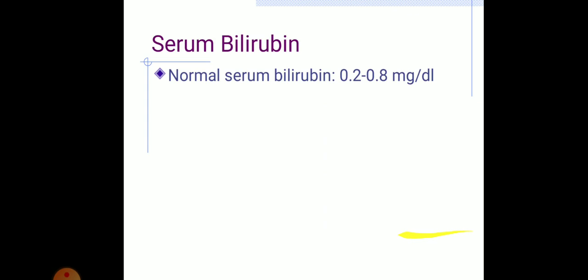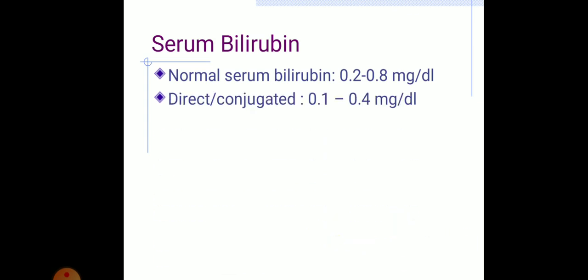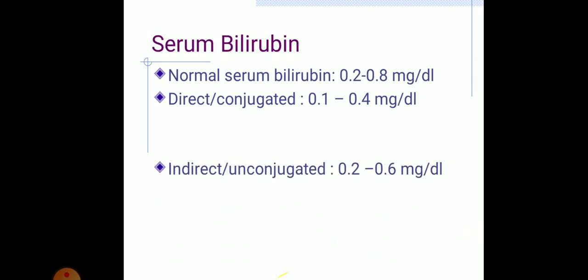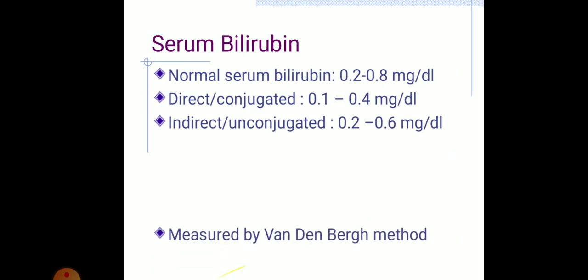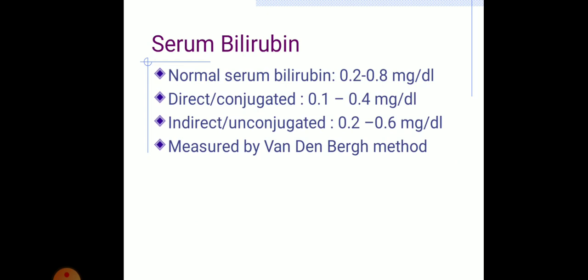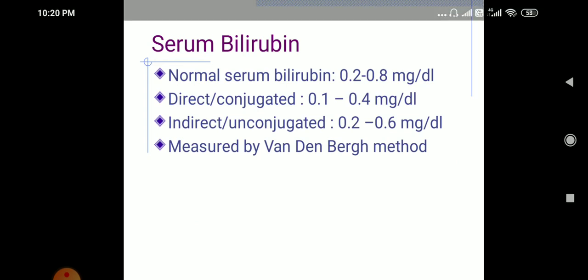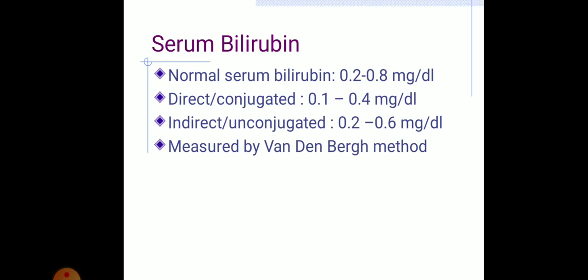Normal serum bilirubin is 0.2 to 0.8 milligram per deciliter, and direct or conjugated bilirubin is 0.1 to 0.4 milligram per deciliter. Indirect or unconjugated bilirubin is 0.2 to 0.6 milligram per deciliter. These are the normal values. You should study them very thoroughly. Serum bilirubin is measured by the van den Bergh method. I will explain in the next class what this method is and the types of jaundice. Now we will move to the summary.